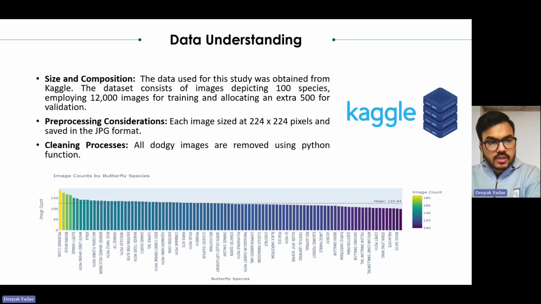And coming to the data understanding part, the size of the data set that I'm using consists of 12,000 images for training data. And here you can see we have 100 classes. All images are 224 by 224 pixels and in JPG format. The data is sourced from Kaggle. It is a collection of butterfly and moth species, 100 species. For testing, we have 500 pictures, and for validation we also have 500 pictures.